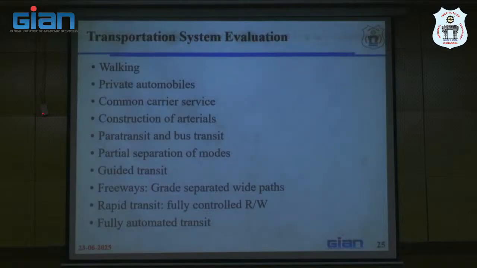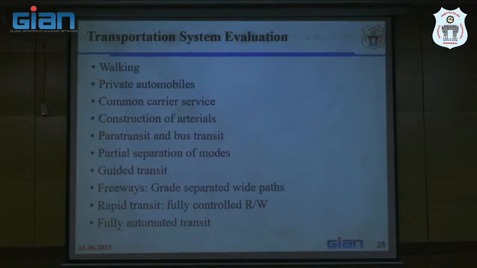Then this transport system evaluation can be taken into account. How many people are actually attracted to the transit, from private automobiles to the transit and common carrier services, and other kinds of network increases such as the construction of sub-arterial categories, and increases in terms of paratransit together with bus transit, and the passive separations of the mode.